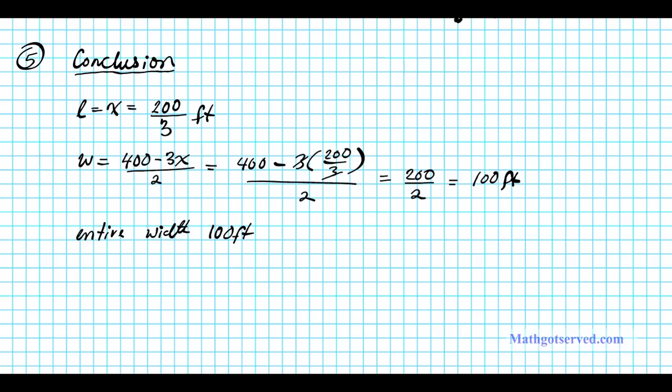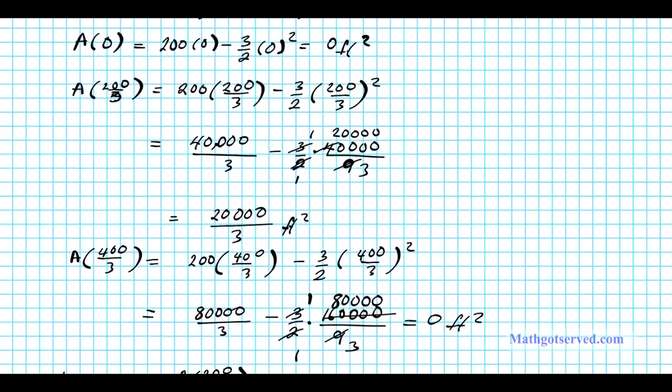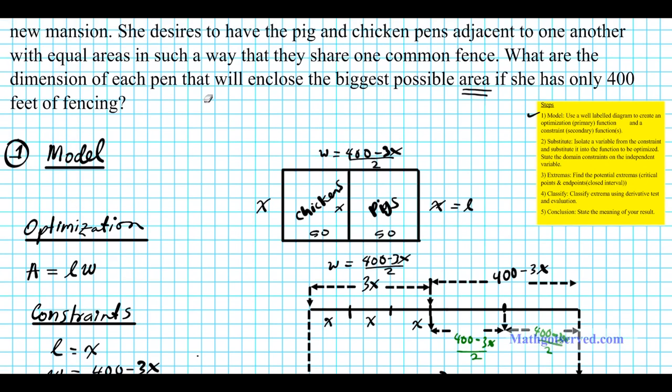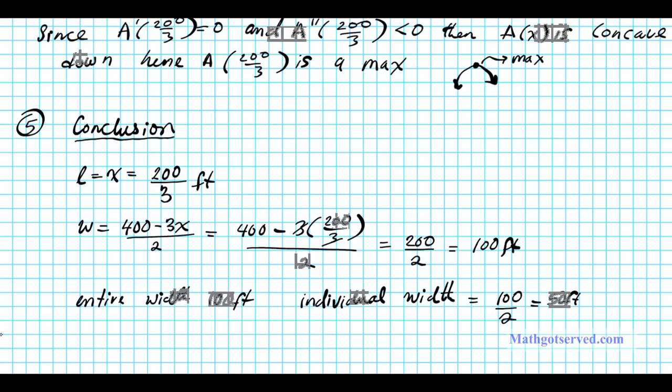But we are dividing the entire width into two, into that of the chicken and the pig, right? So the individual width of each pen is going to be half of the entire width, so 100 over 2, which is 50 feet. Let's take a look at the problem real quick so you understand what I'm talking about. The entire width from here to here is 100, so this has to be 50, and this has to be 50, because the problem asked for the dimension of each pen. Remember, this pen is composed of two pens. Together, their width is 100, so individually the width is 50 feet.